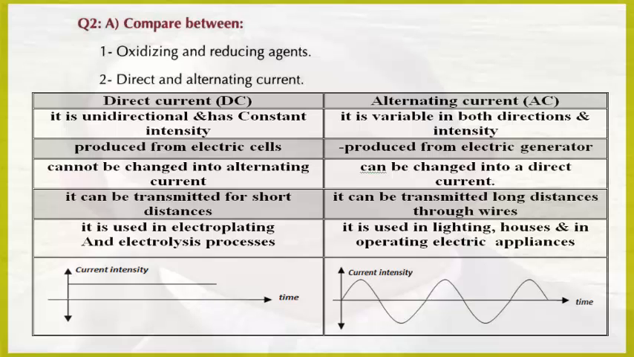Alternating current, variable in both direction and intensity, produced from electric generator, can be changed into direct current, can be transmitted long distance through wire. It's used in lighting houses and in operating electric appliances.